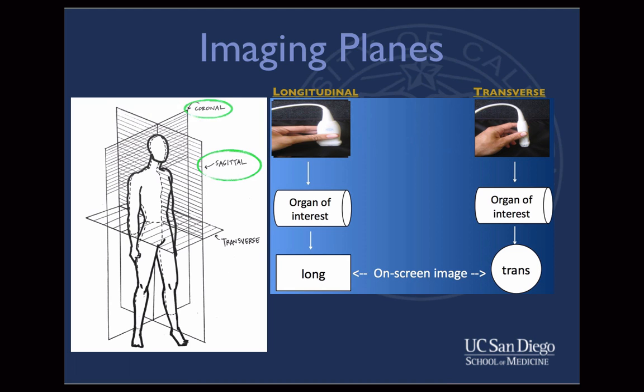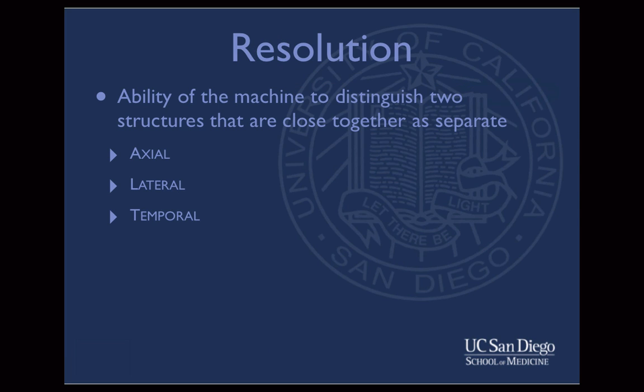This slide reinforces the same concept, that the body's imaging planes, shown on the left, differ from the planes of the structure being scanned, which are demonstrated on the right. Resolution is defined as the ability of the machine to distinguish 2 structures that are close together as separate. The types of resolution can be categorized into axial, lateral, and temporal resolution.